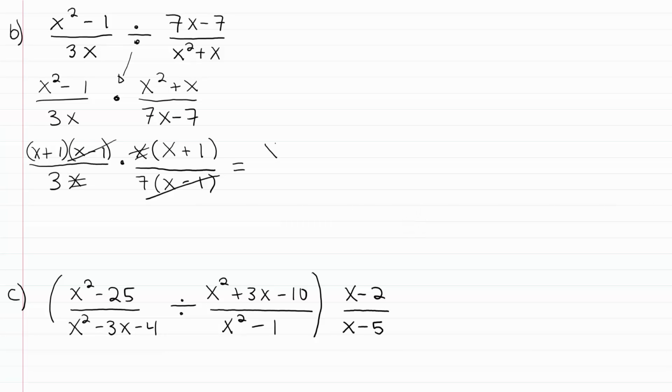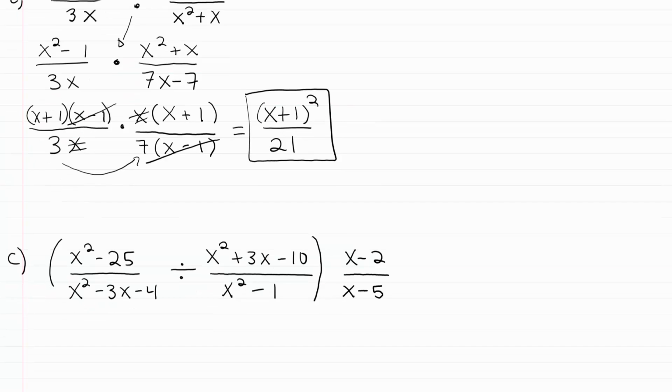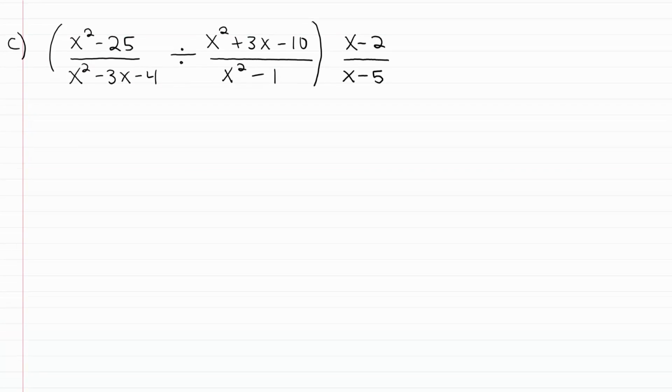there. And it looks like we have x plus 1 quantity squared divided by 3 times 7, which is just 21. And again, you could expand x plus 1 squared if you wanted to, or you can just leave it the way it is. All right, finally, let's tackle example C.